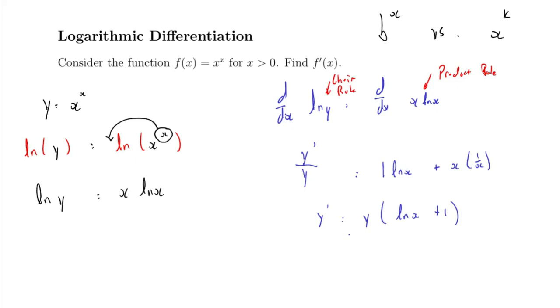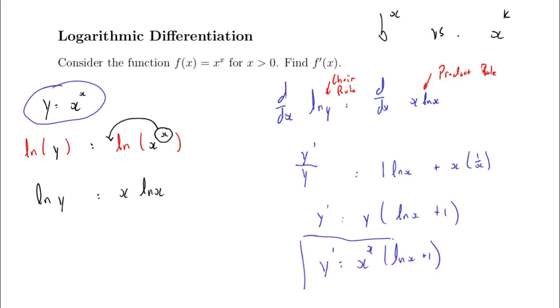So this is a little weird because the derivative here is written in terms of x and y. But wait a second. We know what y is. So let's just go ahead and put that in. So y prime is x to the x, natural log x plus 1. There it is. That's the derivative of this hyper-exponential function or tower function. Logarithmic differentiation gets us there.